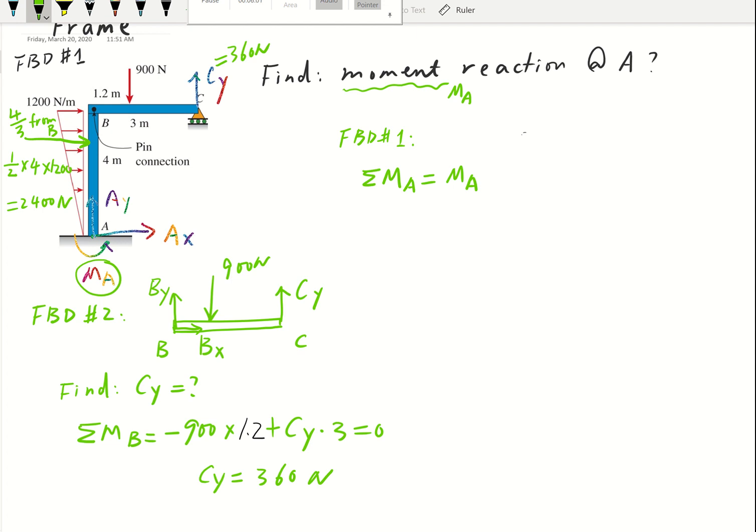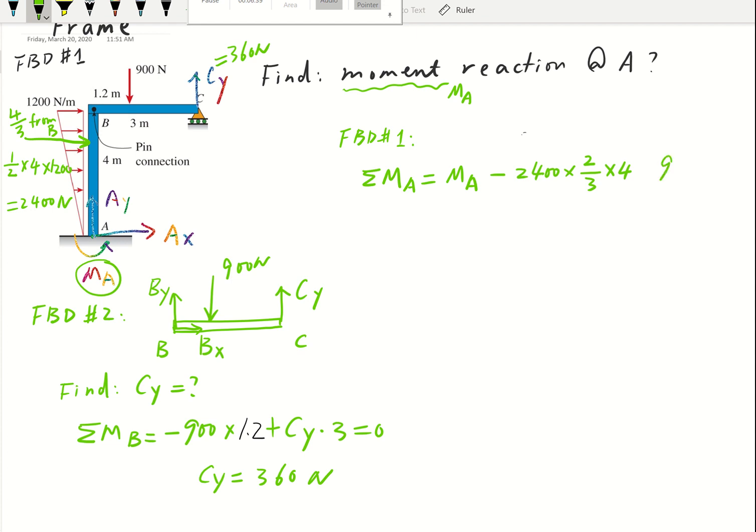So now let's continue to work on our equation. So you have MA, and now distributed load, it's 2400. That's our equivalency. Then where is it located? 1/3 of 4 from B. But where are we rotating about? We're rotating about A. So it's going to be actually 2/3, right? 2/3 of 4 from A. And that is going to be rotating, clockwise rotation about A. So that's negative.